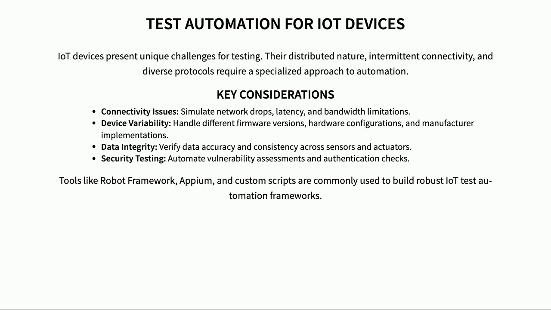We also need to account for all the different versions of firmware and hardware each device might use. And importantly, we have to make sure the data coming from the sensors is actually correct. Finally, security is a big deal, so we'll want to automate those checks too. Tools like Robot Framework can really help us build strong automation frameworks for this type of testing.